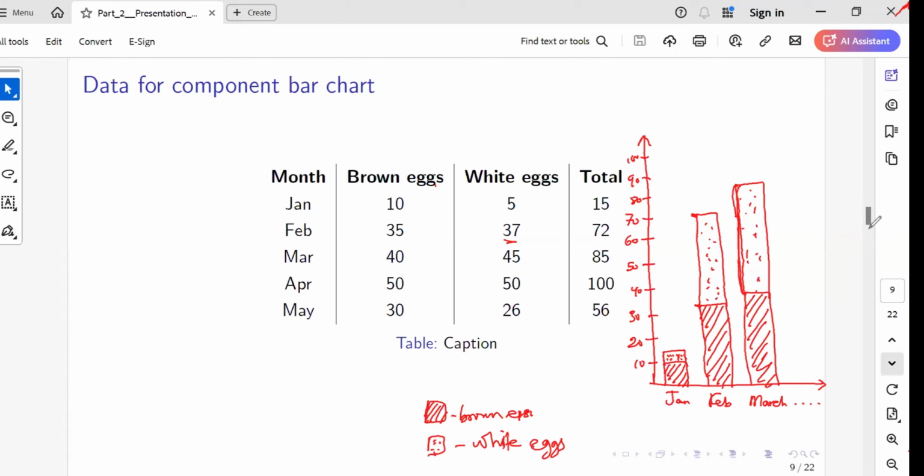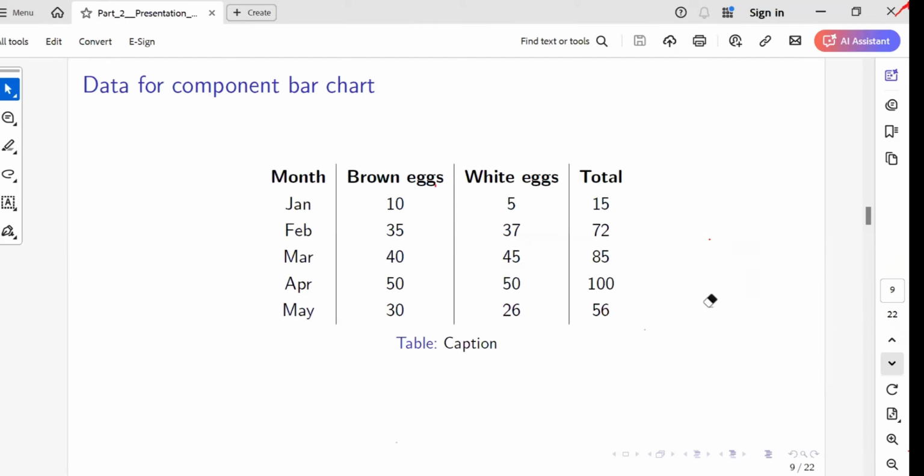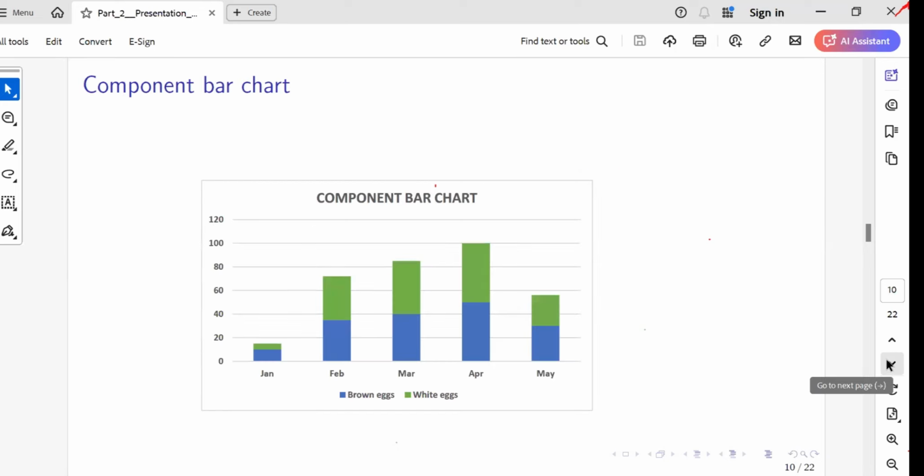So you do the same for April and then May. You realize that in this case, I have been able to put together my component bar chart. I didn't finish, as I said; you just continue the process for the months of April and May. So this is what we expect to get for a component bar chart.